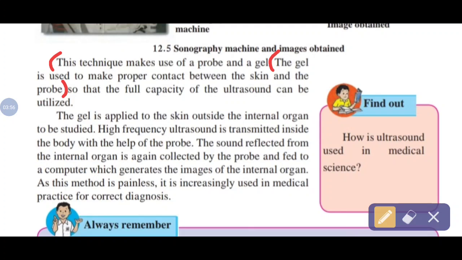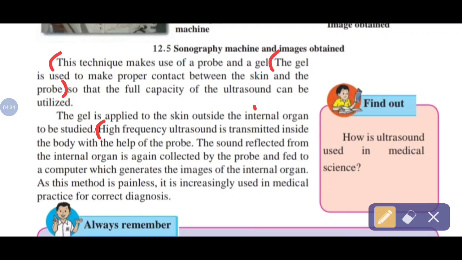Third point starts from here, but before that, what is the line given? See the last line of the first paragraph: so that the full capacity of the ultrasound can be utilized. For that purpose the gel is used. What is the use of gel specially? A 1 mark question is also asked on that point. The gel is used to make proper contact between the skin and the probe, so that the full capacity of the ultrasound can be utilized.